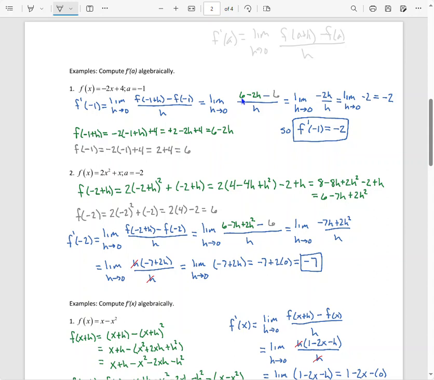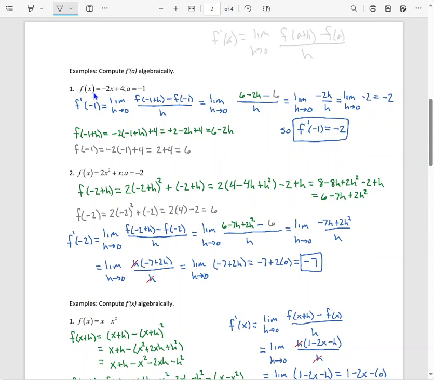So the limit as h approaches 0 of f of negative 1 plus h, here in green, minus f of negative 1, here in gray, all over h. 6's cancel out. I end up with the limit as h approaches 0 of negative 2h over h. H's cancel out. I get the limit as h approaches 0 of negative 2. But you see, negative 2 doesn't care what h does. H can do whatever it wants. And it's always going to be negative 2, right? So f prime of negative 1 equals negative 2.